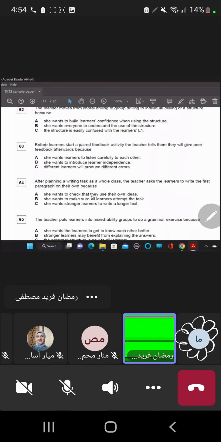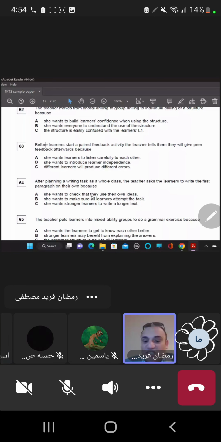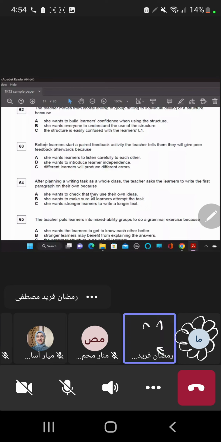Wait a minute. Yes, but the reason that she gave them is that she wants them to use their own ideas, or she wants everybody to attempt the task. What is the reason behind that? I'm not convinced with letter B, actually.